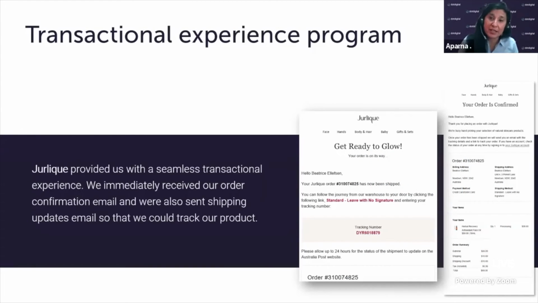This example from Jolique is a really good one because it showcases exactly what the customer has bought with an image of the product, and it also provides a tracking number and gives delivery options, which is great. And this is a great way to keep a customer in control of their delivery and engaged.